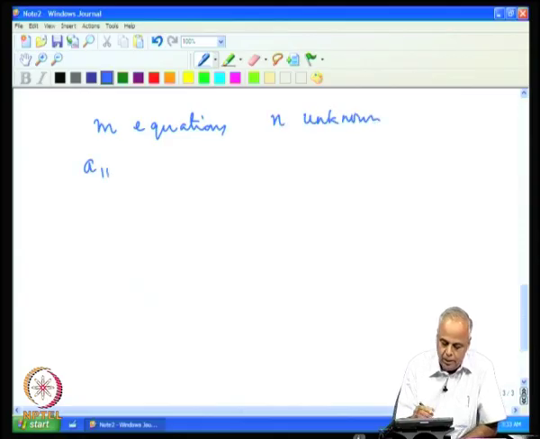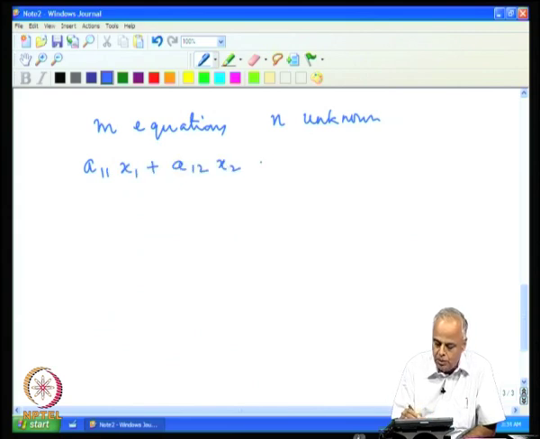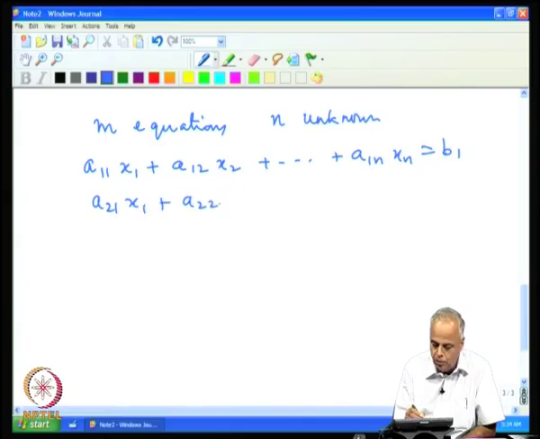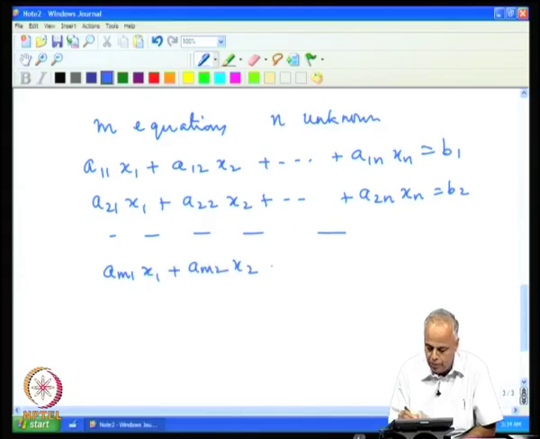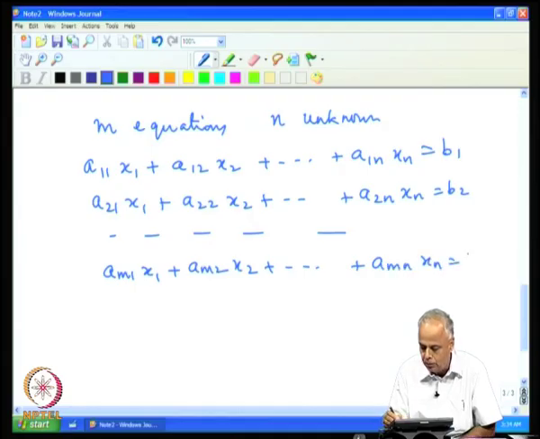This is generally written in the notation a11 x1 plus a12 x2 plus etc. plus a1n xn equal to b1, a21 x1 plus a22 x2 plus etc. plus a2n xn equal to b2, and so on, and the last equation is am1 x1 plus am2 x2 plus etc. plus amn xn equal to bm.